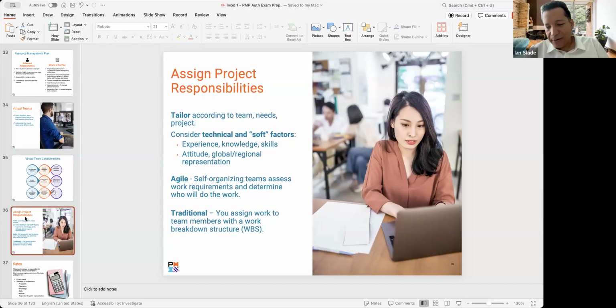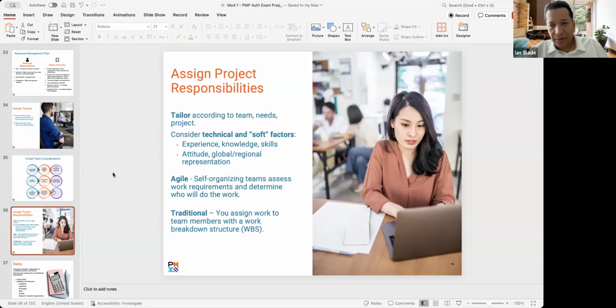So for Agile, another thing is as we go through the sessions, you'll quickly start to see that we provide examples for Agile and we provide examples for traditional, or what's also known as waterfall, right? So for Agile, self-organizing teams assess work requirements and determine who will do the work. For traditional, you're typically assigned to the work by the PM.